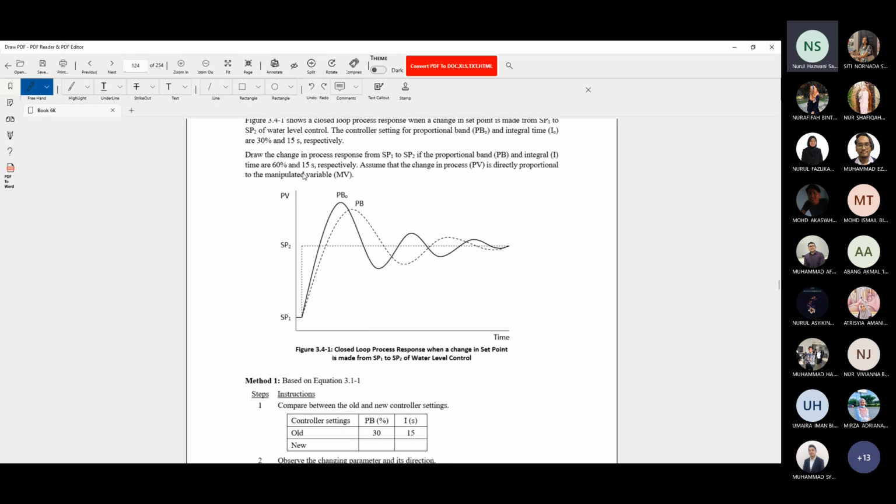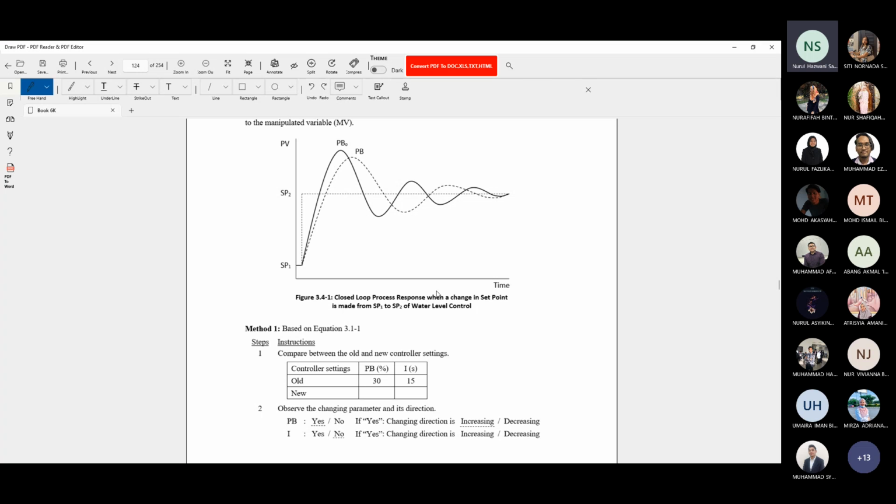Okay, you get the information. The old value of PB is 30, I is 15, the new is 60%, right? The value of I remains the same, which is 15. So the next step, you need to observe the changing parameter and its direction. So here we can see that the value of PB is changed, but the value of I is not changed, right? Betul tak?